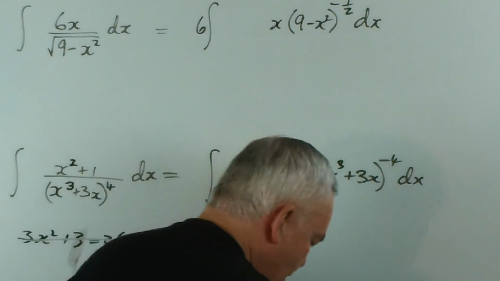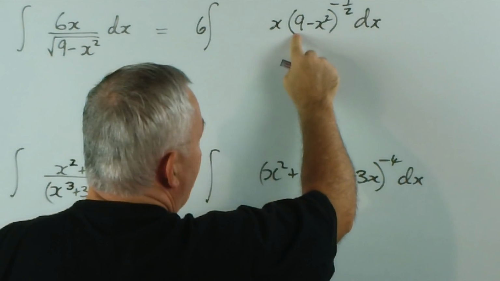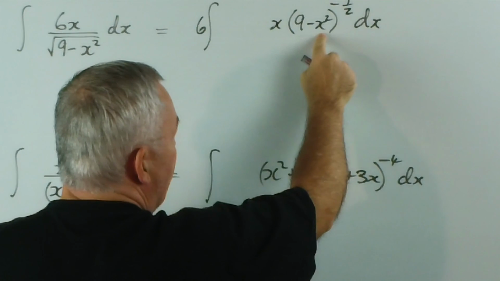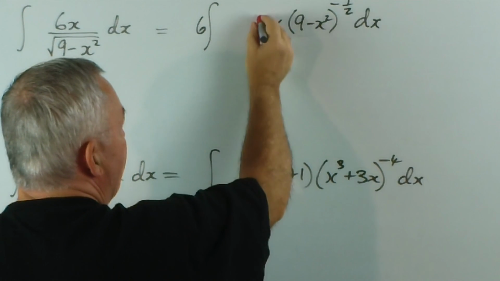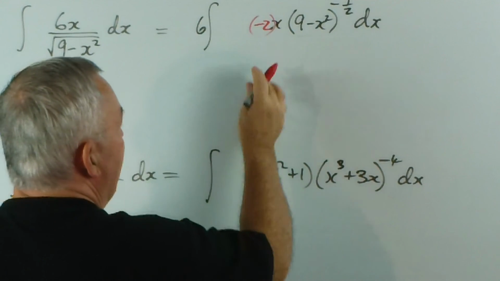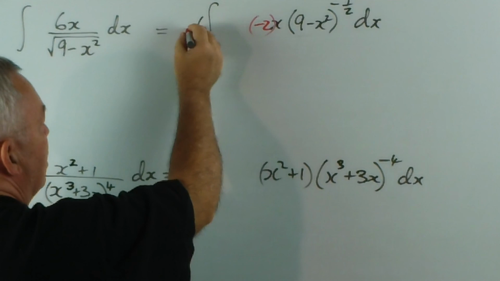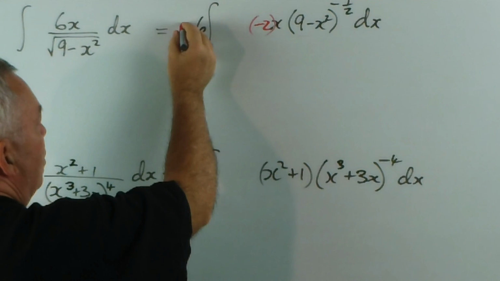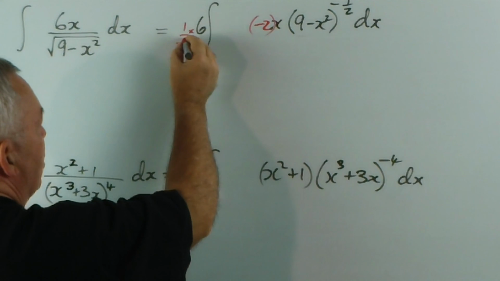Let's make our adjustments in red. The derivative of 9 minus x squared is minus 2x. So I want a minus 2 sitting there in front of the x. And to compensate for it, I've got to multiply by 1 over minus 2, or minus a half. I'll put the minus 2 on the bottom.